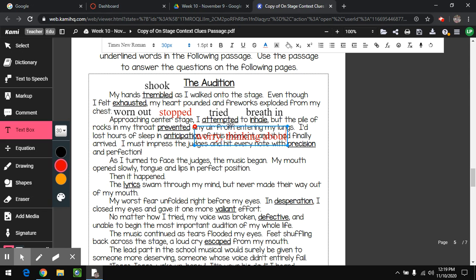And I know you can't really see that. You can write one or the other. You don't have to do both. You can do one or the other.